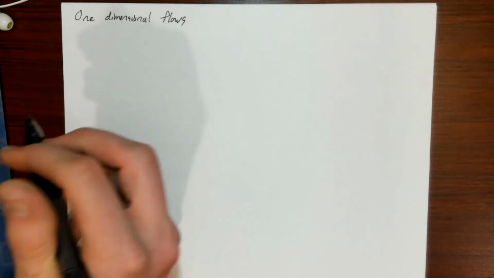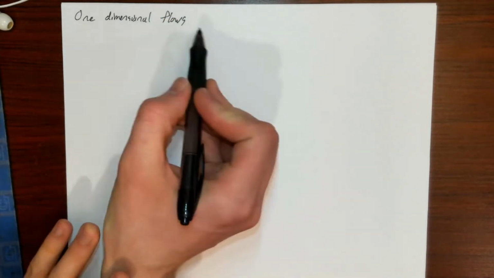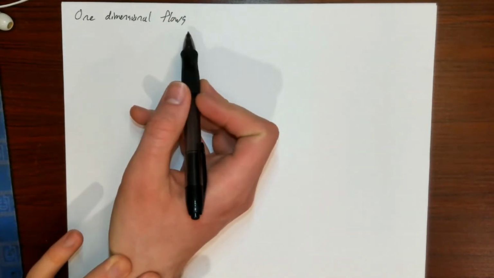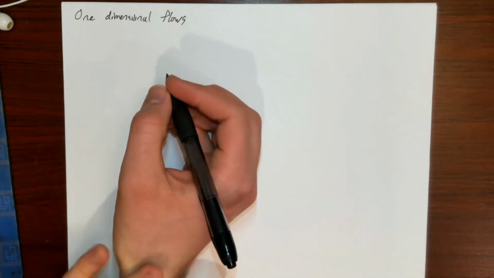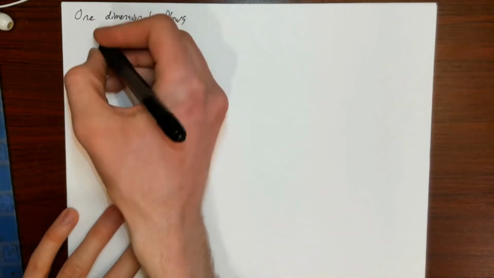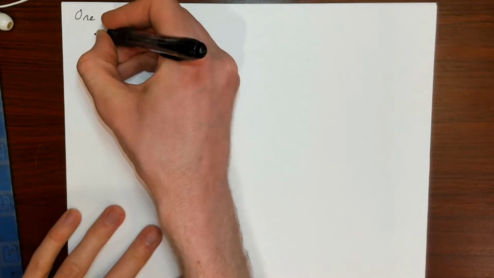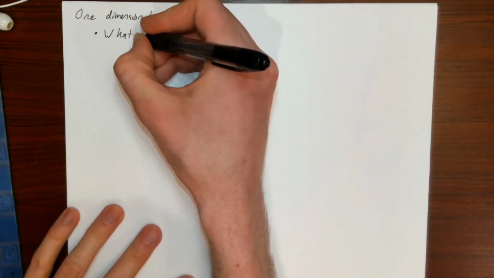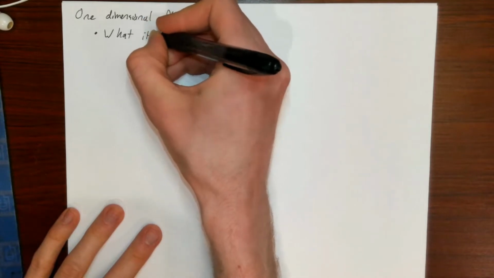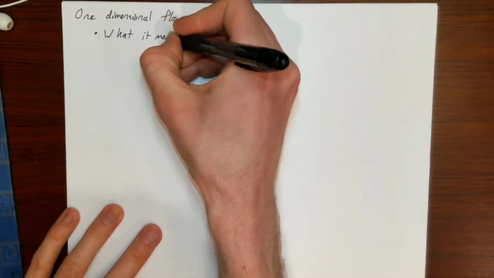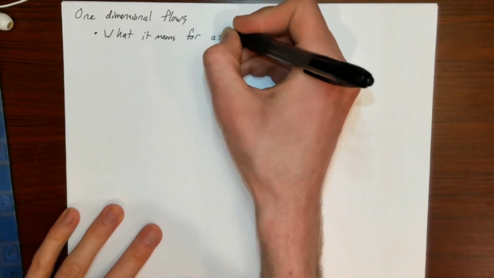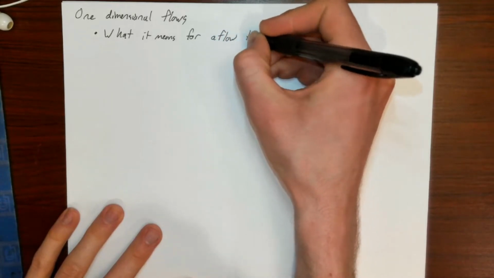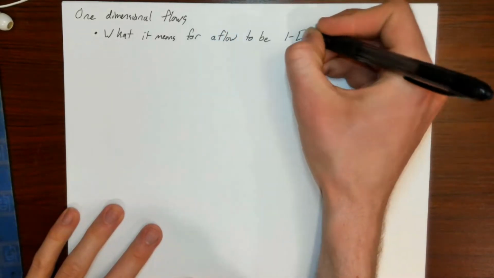And some key characteristics of one-dimensional flows are as follows. Well, we'll talk about what exactly makes a flow one-dimensional in just a minute. So what are we going to do with this lecture? Well, first we're going to talk about what it means for a flow to be one-dimensional.